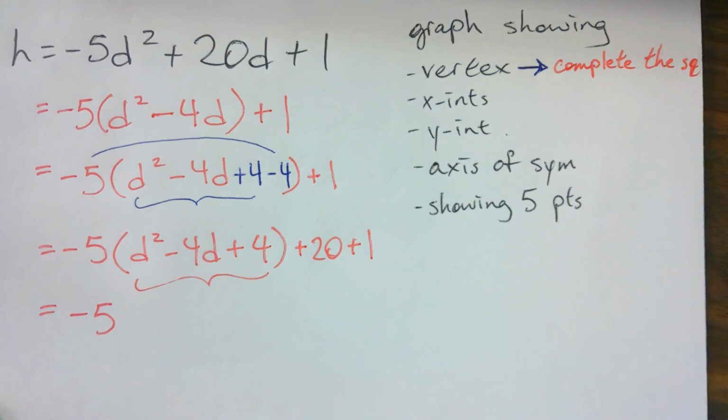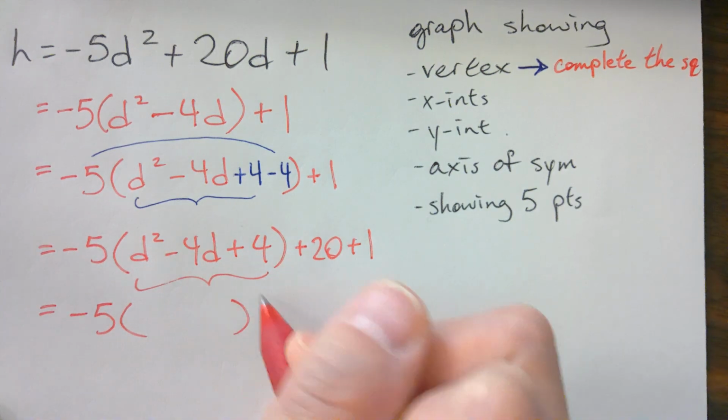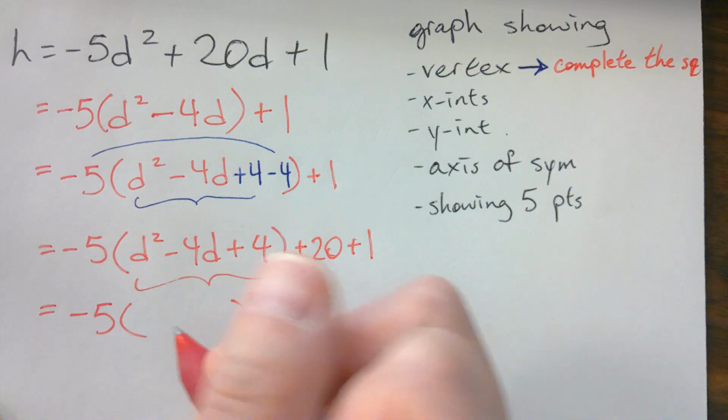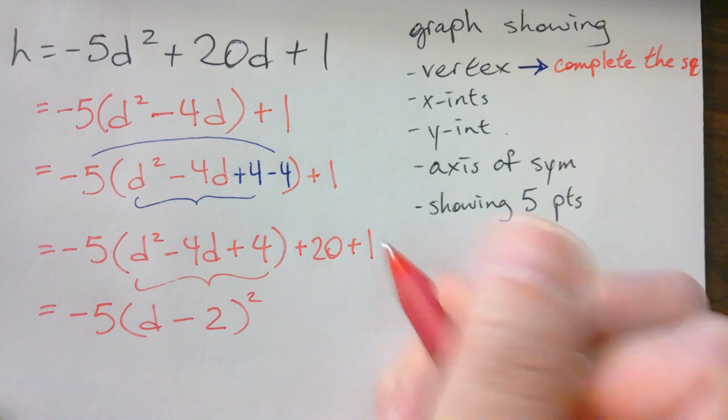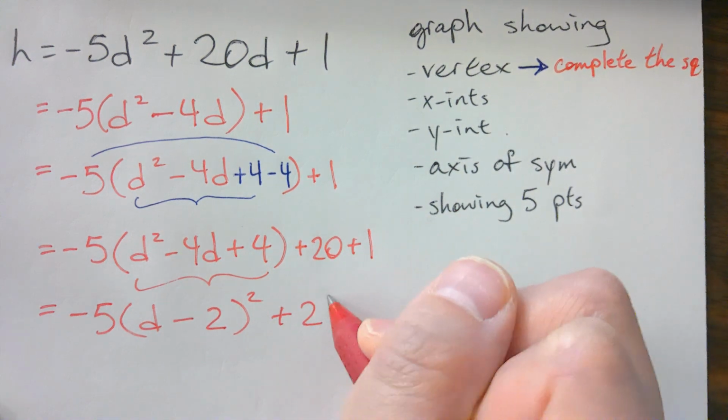This is a perfect square. What does it factor to? Yep. Minus 2 squared plus 21. Right, and then this is just a plus 21.